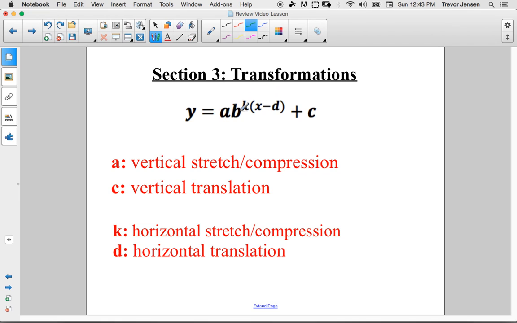K and d are in the exponent with the variable x. So anything in the exponent is going to cause a horizontal transformation. A and c are not in the exponent, so anything not in the exponent is going to cause a vertical transformation.